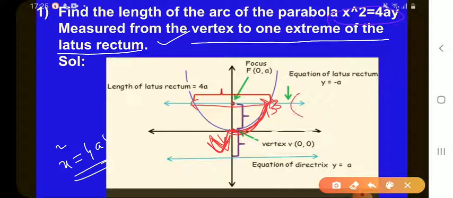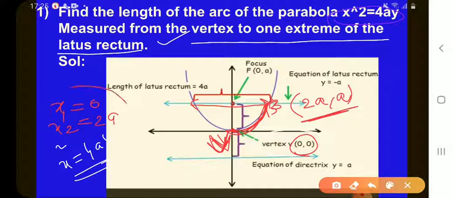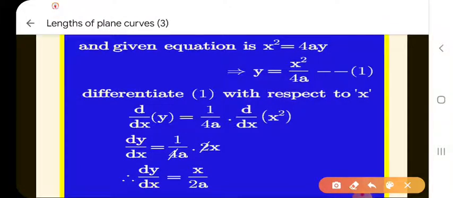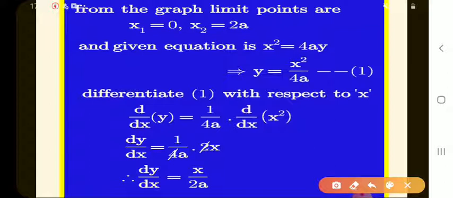At B the point is 2a comma a, and at V the point is 0 comma 0. So we take the limits of x: x1 equals 0 and x2 equals 2a. These are the limits of the given equation. From the graph, the limit points are x1 equals 0 and x2 equals 2a.